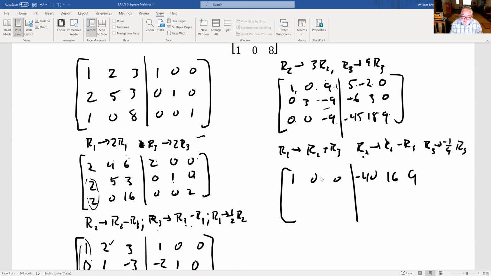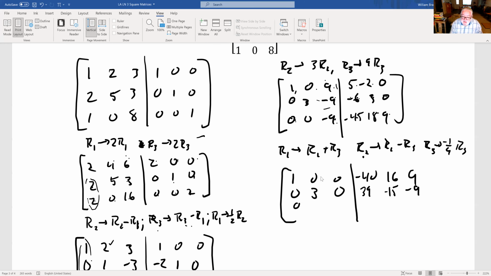Row 2: 0 minus 0 is 0, 3 minus 0 is 3, minus 9 minus minus 9 is 0, minus 6 minus minus 45 is 39, 3 minus 18 is minus 15, and then 0 minus 9 is minus 9.